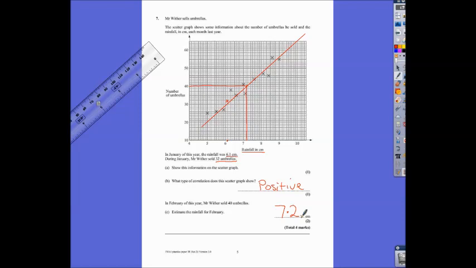Now, obviously there's a little bit of leeway on that, so you can go either side depending on your line of best fit, but if you don't use a line of best fit, then you can quite easily find yourself going outside of that comfort zone.